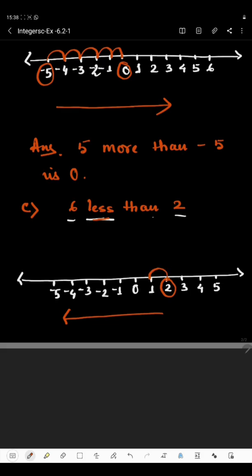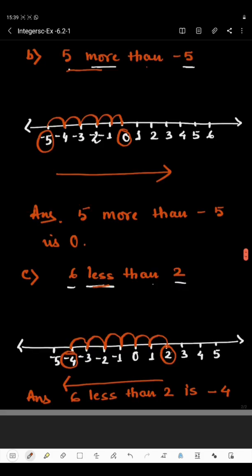Since the word less is given, 6 steps less than 2. So from 2 we will start moving to the left: 1, 2, 3, 4, 5, 6. So 6 less than 2 is minus 4. So we will write: 6 less than 2 is minus 4. This was the C part.